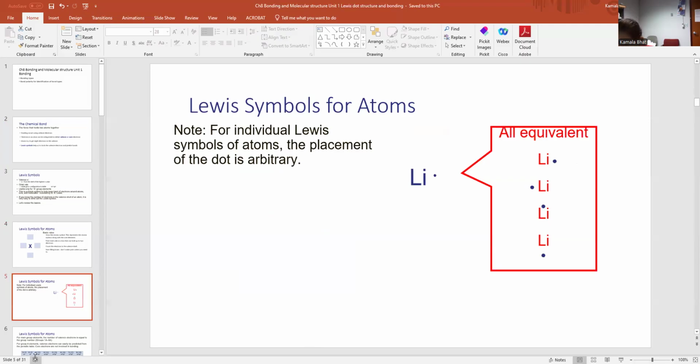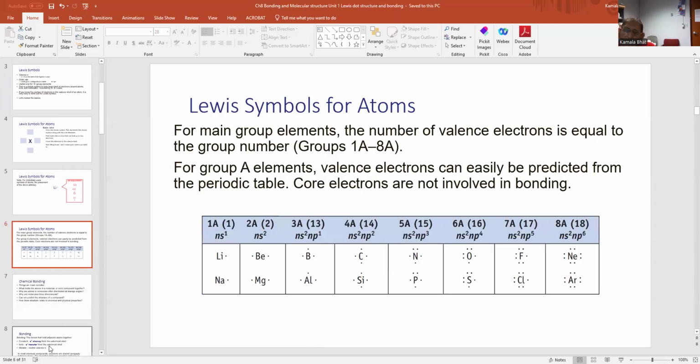And it is called a Lewis dot structure. You can place a dot, but if you want to differentiate electrons from other atoms, you can place another symbol, but at the end, they just represent the valence electrons. For the main group elements, the number of valence electrons is equal to the group number. Therefore, group 1A to 8A valence electrons can be easily predicted from the periodic table. Core electrons are not involved in bonding.